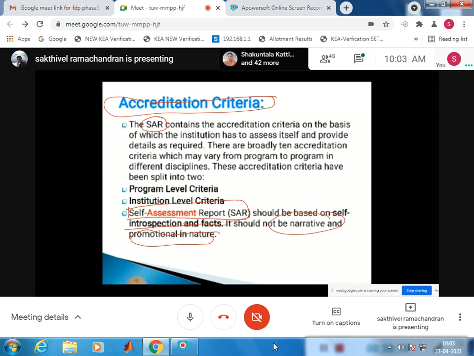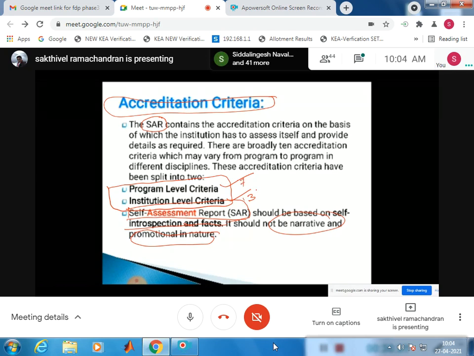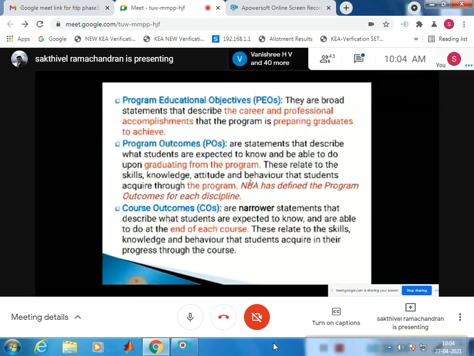In this SAR, you have two criteria. One is program level criteria, the other institution level criteria. You could see under institution level it comes around 3, and program level criteria it comes around 7. So altogether around 10 criteria will be there, apart from institution information, you will have to fill up all this. So that's what we are interested in. So let's enter into this criteria filling, with criteria starting from 5 to 10. But before that, let's see a couple of terminologies.